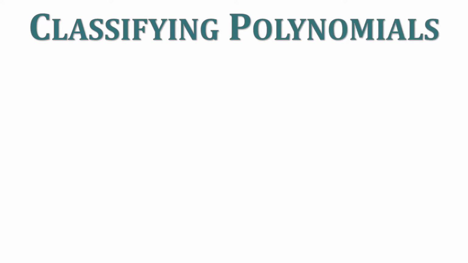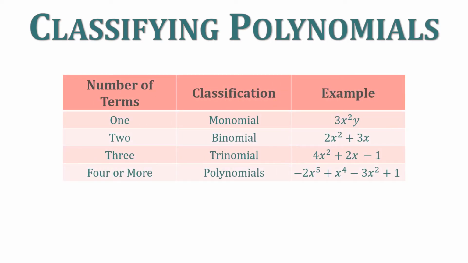Classifying polynomials. To classify polynomials, you're going to count the number of terms in a problem and determine if there's 1, 2, 3, or 4 or more. If you see one term such as 3x squared y, that's what we call a monomial. Mono, one, monomial. If I see something such as 2x squared plus 3x, there's 2x squared and 3x, meaning there are two terms, so I call that binomial, just like bicycle. Bicycle has two wheels, a binomial has two terms.